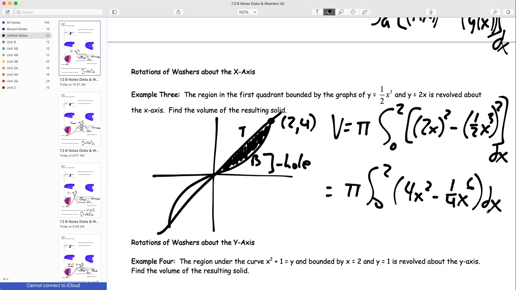All right. And let's see, as an exact answer, I got 128 over 21 pi, or as an approximation, it's 19.149.